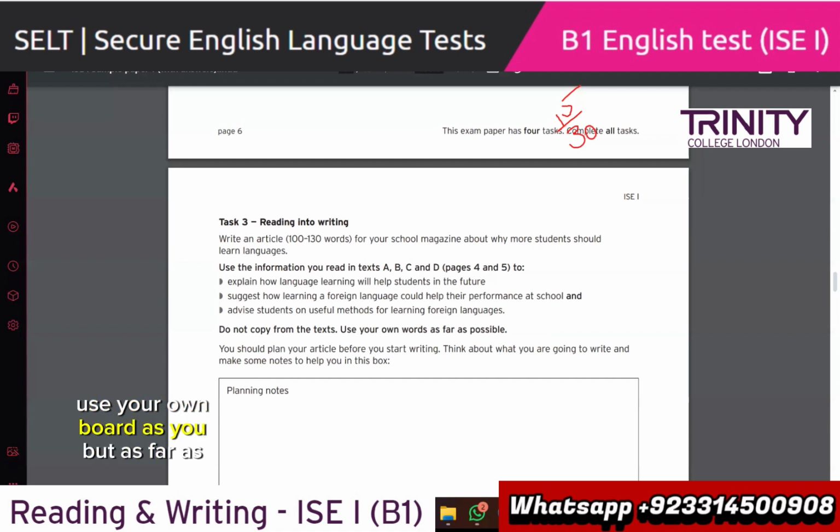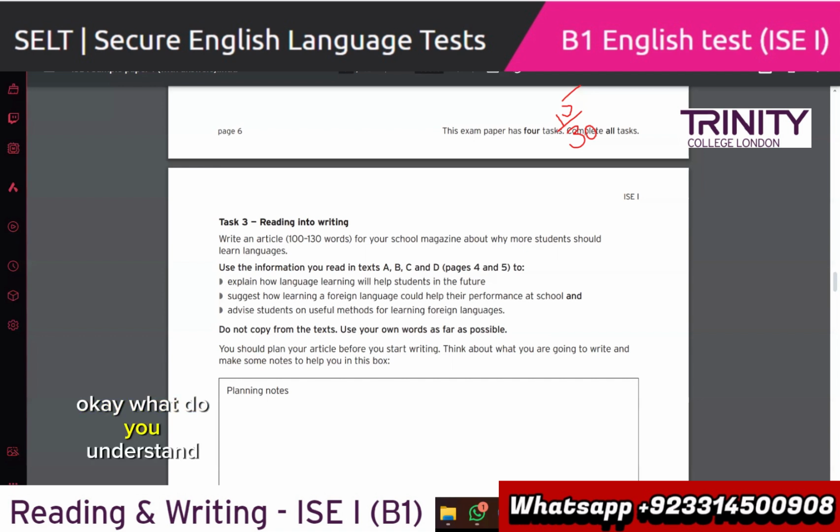Use your own words as far as possible. You should plan your article before you start writing. Think about what you are going to write and make some notes to help you in the box.